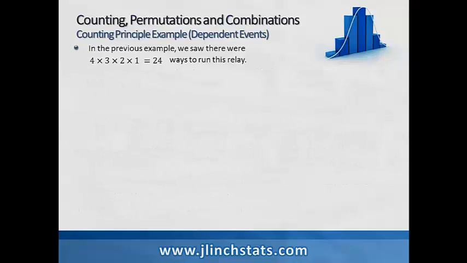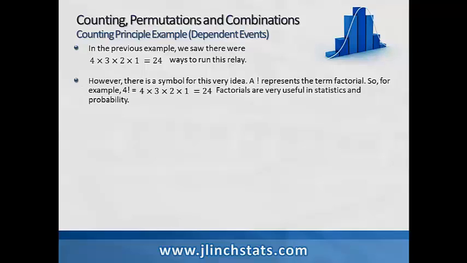Now in the previous example, we saw that there were 4 times 3 times 2 times 1, or 24 ways to run this relay. However, there's a symbol for this very idea. An exclamation mark represents the term factorial. So, for example, 4 factorial is equal to 4 times 3 times 2 times 1, or 24. Factorials are very useful in statistics and probability. Therefore, the problem can be written simply as 4 factorial, which ends up being equal to 24.